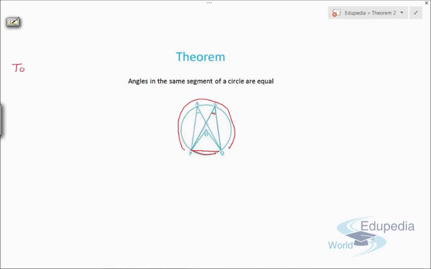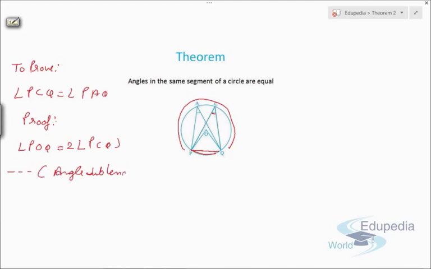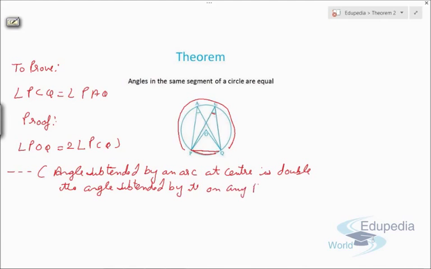So let's discuss. First of all, we need to write what we need to prove. We need to prove that angle PCQ equals angle PAQ, right? So let's discuss the proof now. Now we can say that angle POQ is 2 times angle PCQ. Why? According to the theorem, angle subtended by an arc at the center is double the angle subtended by it at any point on the circle, right? So this was a theorem.